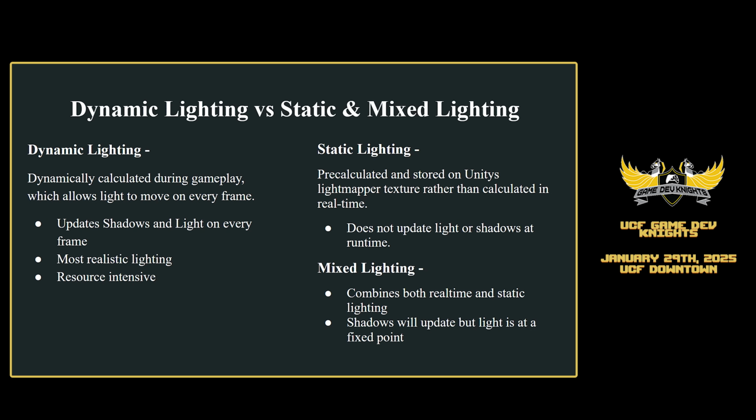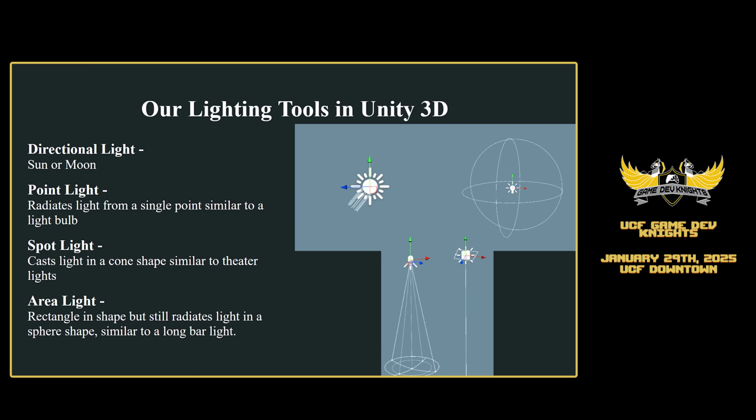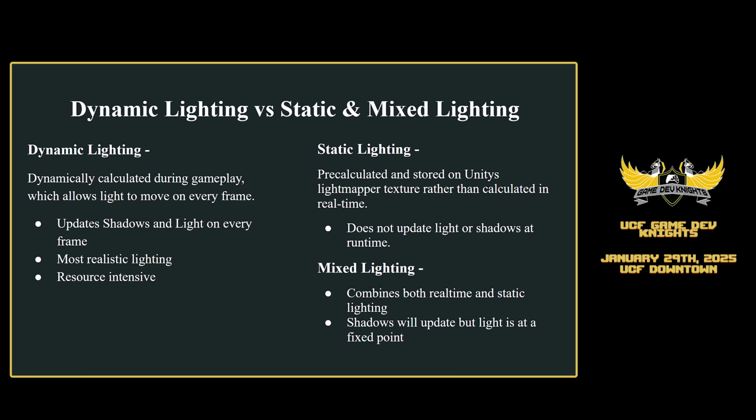So as I was mentioning earlier, for baked lighting, we've got dynamic versus static and mixed. These different lights right here, you can set to be any of these three, which is either baked, dynamic, or mixed. Dynamic is going to be your most realistic lighting. Think of a flashlight: you turn that on and the light is updated on every single frame no matter where you point it. Same as the shadows. So again, these are going to be the most realistic, but they're also the most resource intensive in terms of performance because it has to update at runtime every frame.